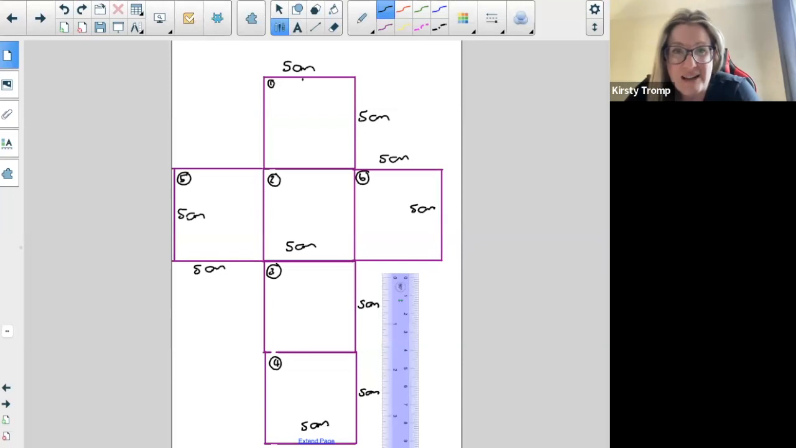Ma'am, your 5 centimeters looks like 5 a.m. Sorry, my handwriting sometimes is not great. Hopefully you can see it's 5 centimeters. Ma'am, do we have to cut the cubes? No, we're not cutting the cubes out.